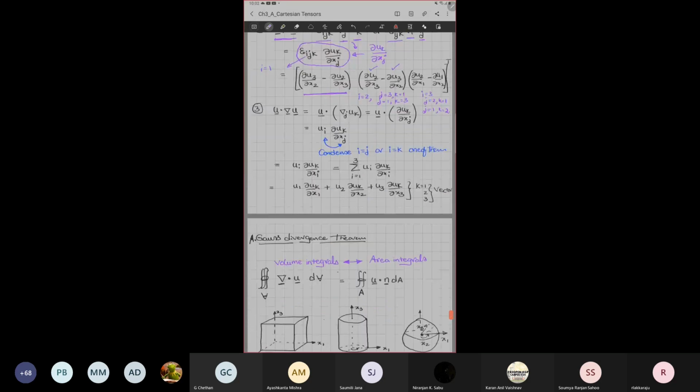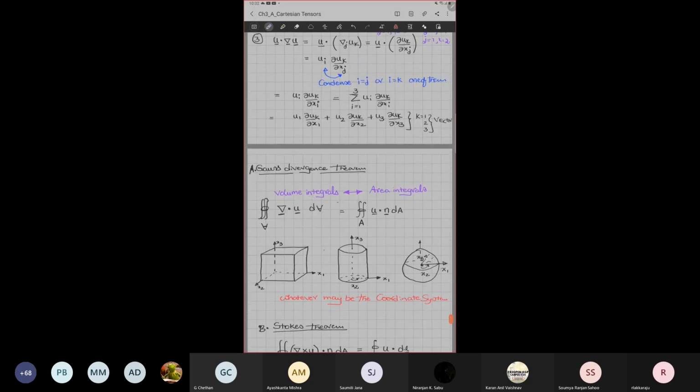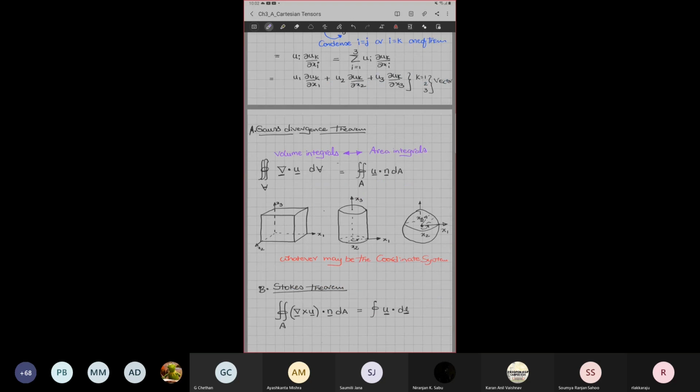Now, okay, anyway, it's 10 o'clock. So we will catch up in tomorrow's session to begin with the u dot del u terms and also the Gauss divergence theorem and Stokes theorem. With that, we can close our math session. Okay.